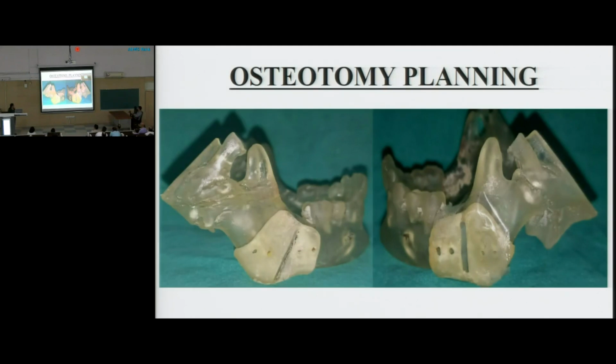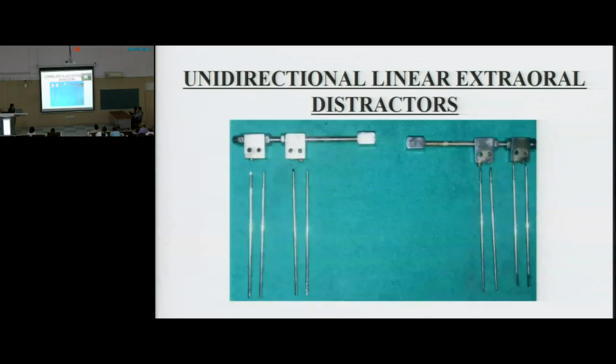We should also plan for the inferior alveolar nerve marking, and where we have to place the distractor pins and the osteotomy cut also, so that we don't injure the hard tissue, the soft tissue, and also the nerve. And then these are the distractors which were placed for the patient. External distractor with a Shen pin of 2 millimeter thickness.